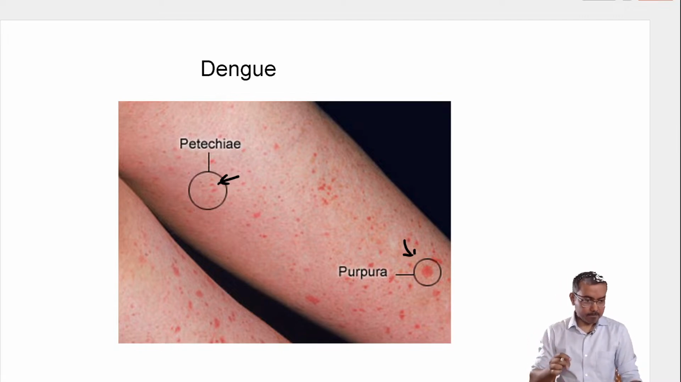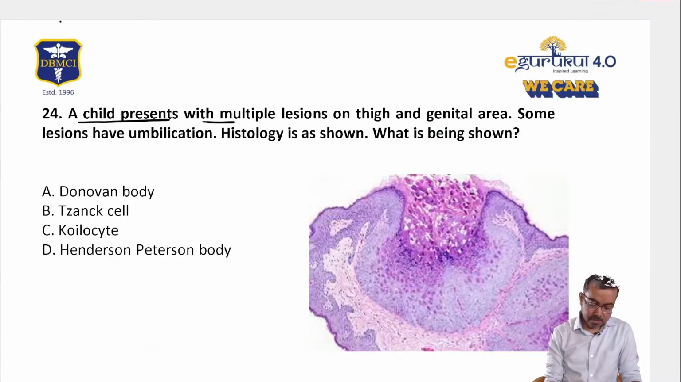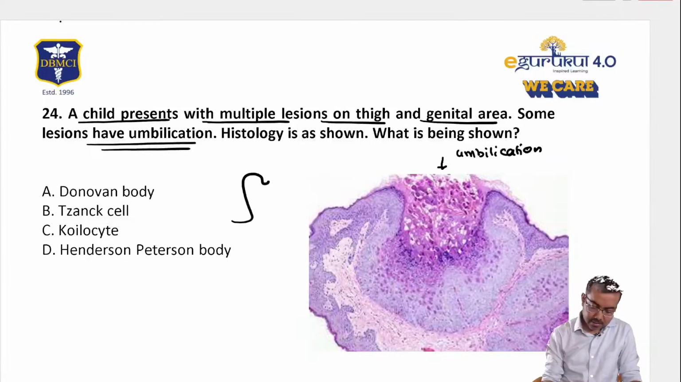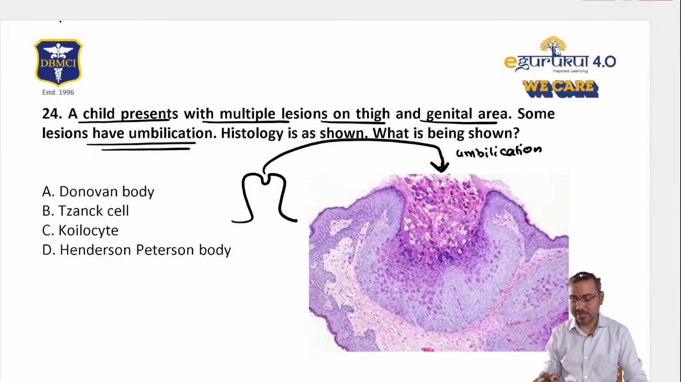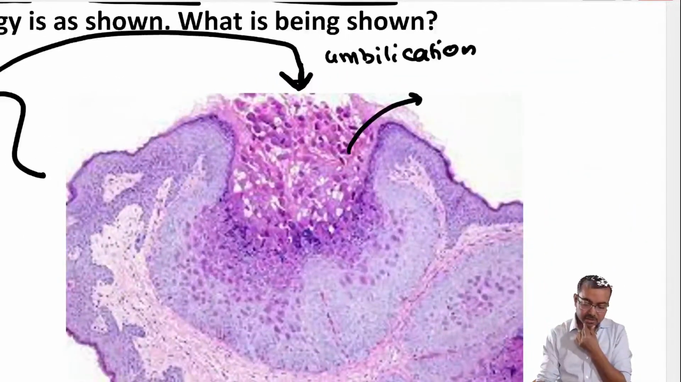Clear? Okay. Question 24. A child presents with multiple lesions on the thigh and the genital area. Lesions of umbilication. Histology has shown... Now this is the umbilication. Can you see this area? This is called the umbilication area. Basically, this area is what we're trying to show you. You can see an invagination of skin. Can you see this invagination of skin? And from this invagination, the cells are coming out.